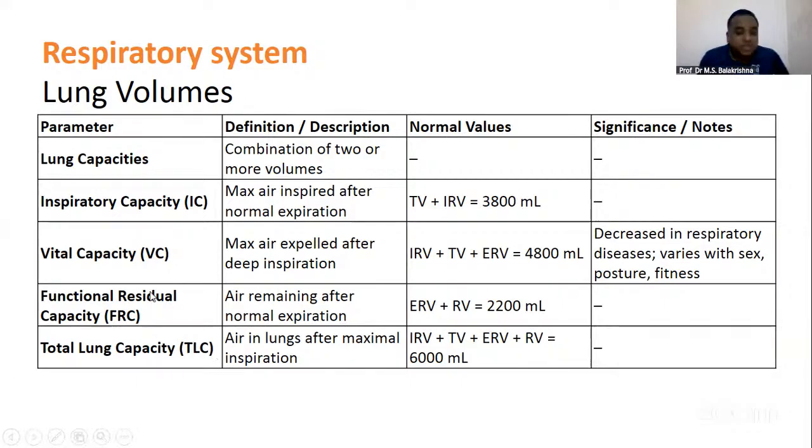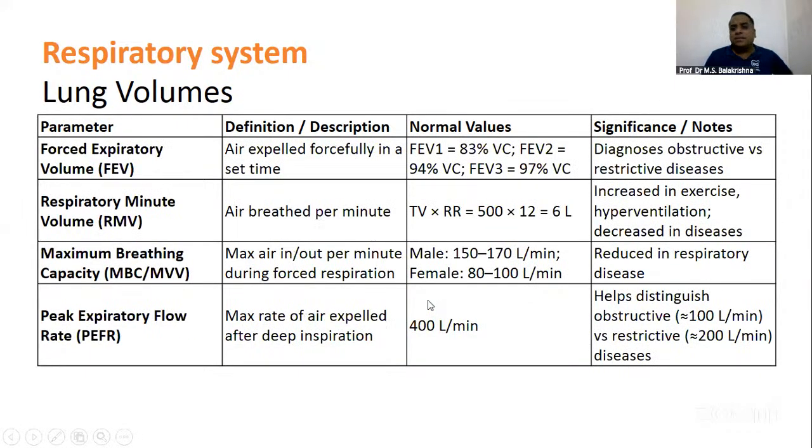Then you have functional residual capacity. This is 3 plus 4. First one was 1 plus 2, then 1 plus 2 plus 3. Now 3 plus 4, that is ERV plus residual volume. It is equal to 2200 ml. And total lung capacity is 1 plus 2 plus 3 plus 4. That is 6000 ml or 6 liters. So maximum 6 liters of air you can store and exhale. That much only a human being can do. This is about lung volumes and lung capacities.